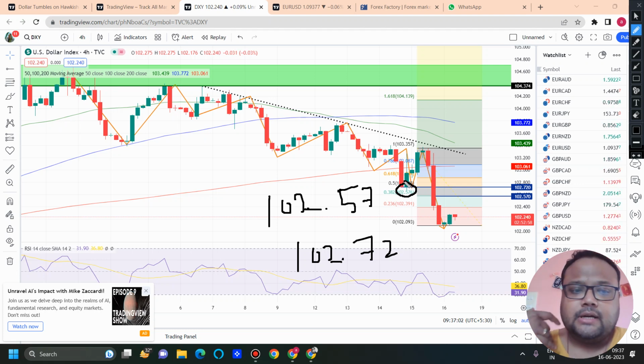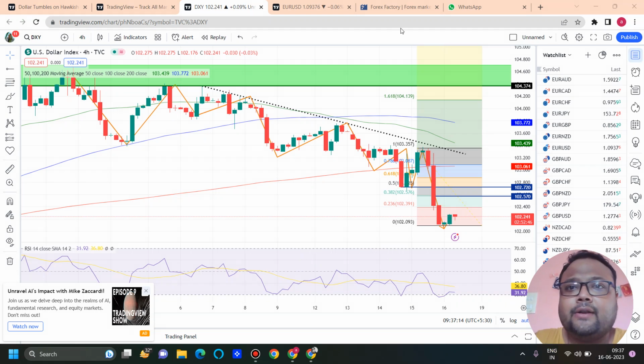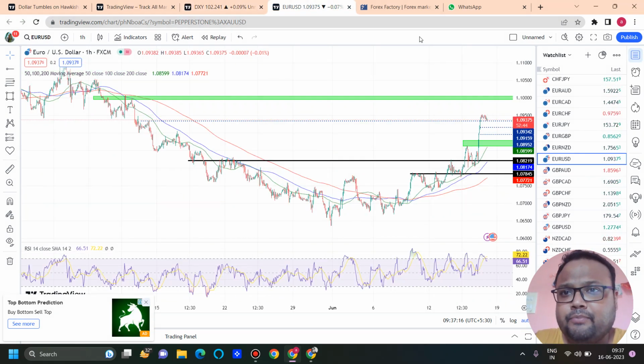But if the volatility of the market is low, then we can also expect 102.57 or 102.40 also to act as minor resistance for the day. So this is all about DXY. Now let's talk about Euro USD.